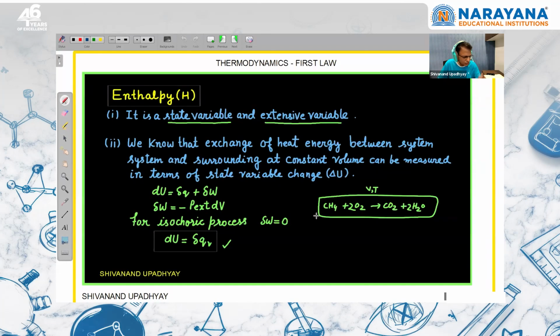Moving next, enthalpy. So enthalpy is a state variable. We know that exchange of heat energy between system and surrounding at constant volume can be measured in terms of a state variable, that is change in U. Qv को हम लिखते हैं delta U. And most of the time when we do experiments, pressure is constant. So we want to write the exchange of heat energy at constant pressure in terms of a state variable. And for that, we have derived this enthalpy. Because most of the reactions take place at constant pressure, we want to write the exchange of heat energy in terms of a state variable.